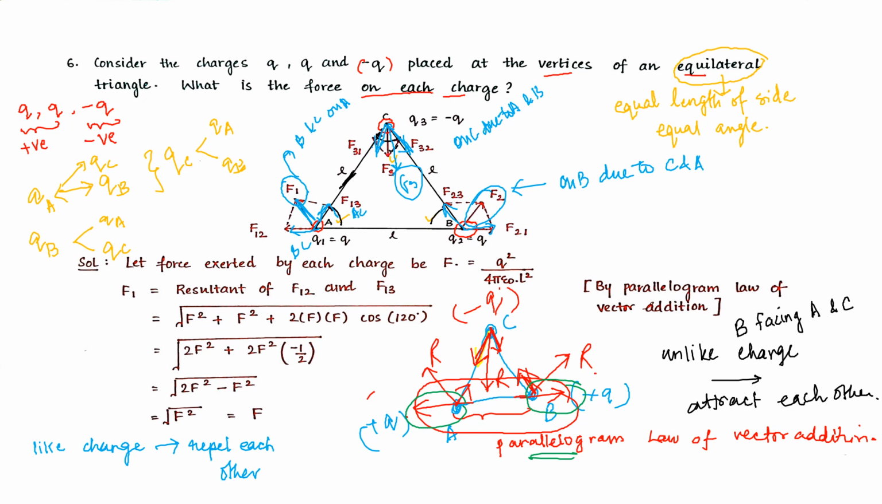So let's come to the solution. I hope we have understood what our problem is, what we need to find out, and how we are going to approach this question. So now let's go to the solution. Let the force exerted by each charge be F equals Q square by 4 pi epsilon naught L square. This is the force by A, force by B and force by C.